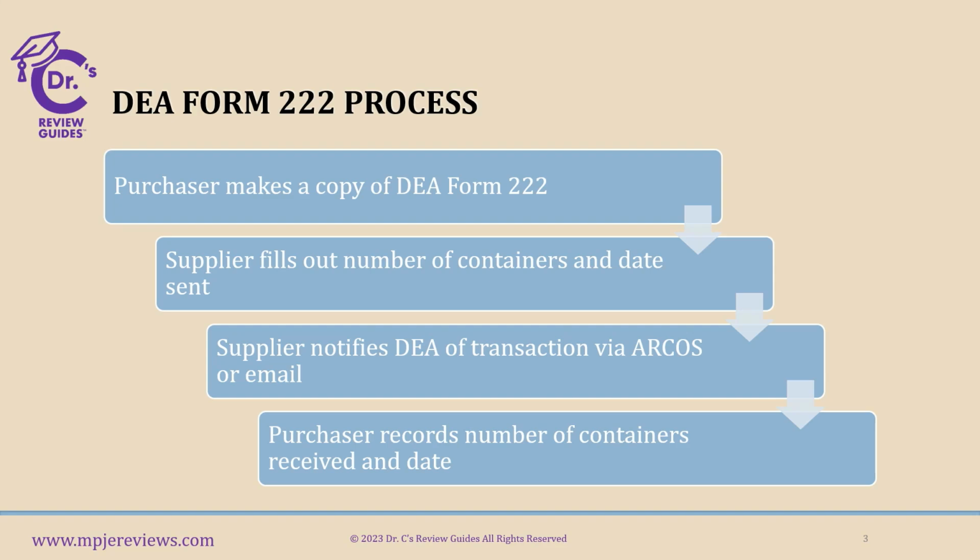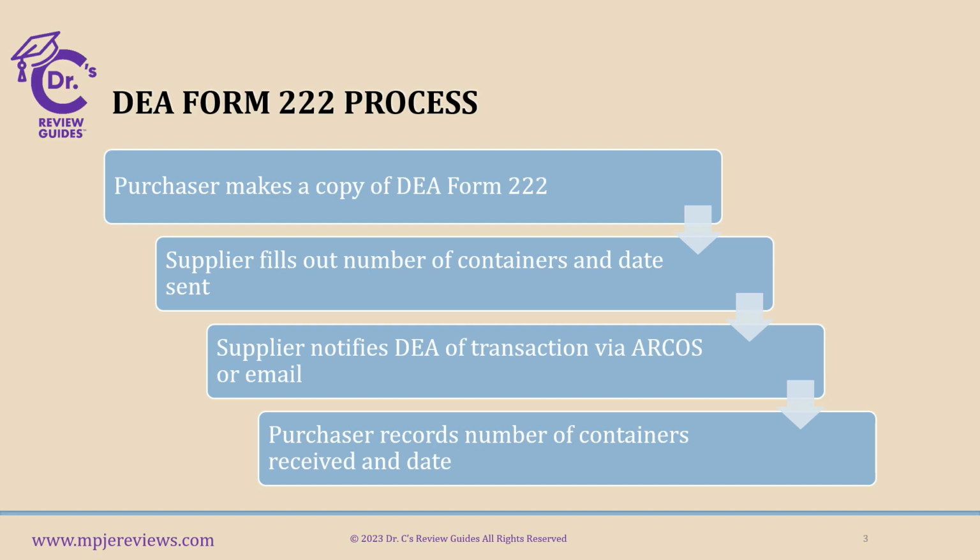But part of that triplicate form, one of the copies was kept in the pharmacy, so you could record what was received into your pharmacy after you sent the order to the supplier. You still have to record what's received in your pharmacy, so therefore, with this single 222 form, the purchaser, the person who wants to receive the drugs, has to make a copy of the DEA Form 222. And then you send the original copy to your supplier who's going to send you the drugs.